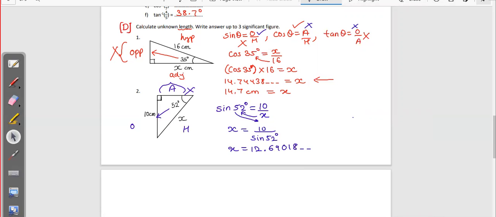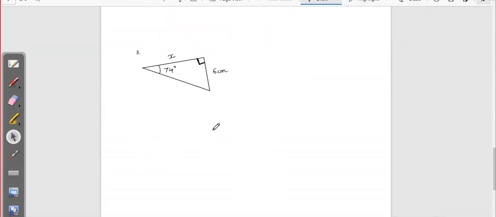12.69018 dot. It's compulsory to mention this dot. It indicates that there are more numbers after this 8, and it has not stopped here. If you don't write the dot, that means the number is only till 8. The dot indicates that the number is still continuing. And now we are going to write the answer up to 3 significant figures. x equals 12.7 centimeter because it is a length.